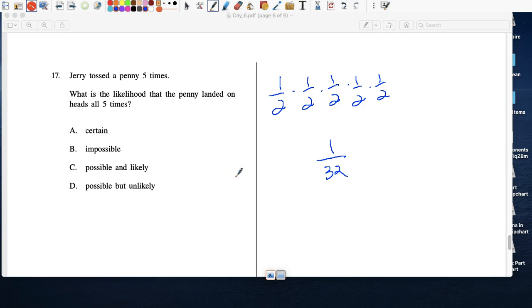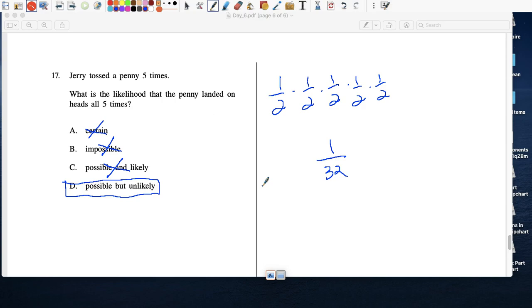So it is possible, but unlikely. Well, it's not certain, that's for sure. It's not impossible, that's also not true. It is possible. Is it possible and likely? Highly, no. Is it possible but unlikely? Yes. So 17 is that.